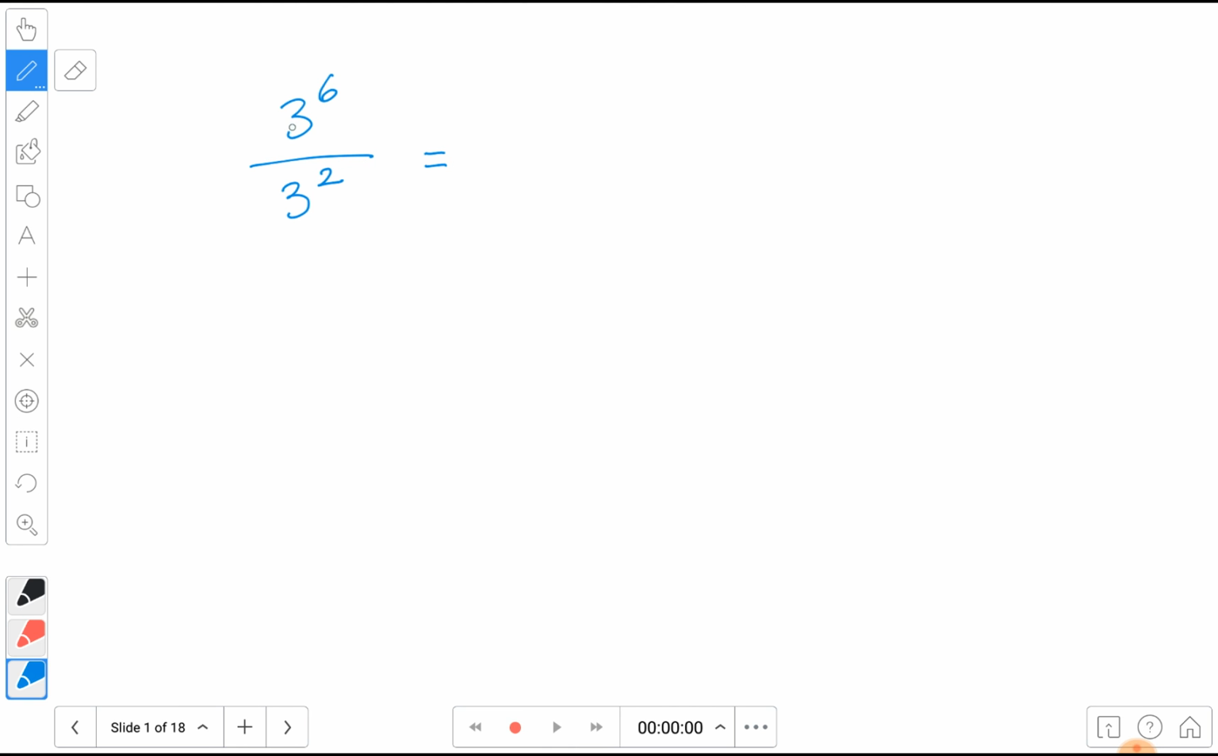Well, we can write this out. 3 to the power of 6 means 3 times itself 6 times. So we're going to write 3 6 times here. That should be a 3. And 3 squared is 3 times 3, so there's 2 3s.